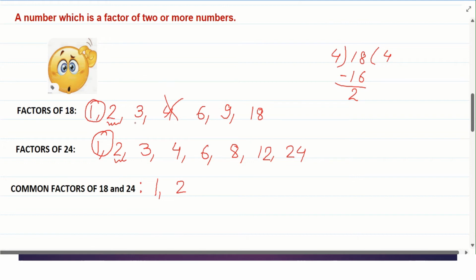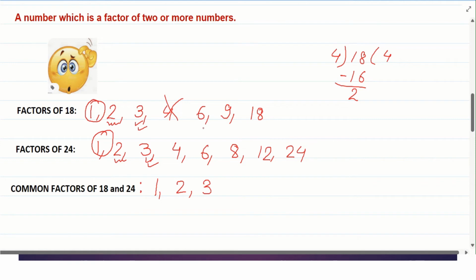Next is 3. You can check 3 over here and 3 over here. Isn't 3 a common factor? Of course, 3 is also a common factor. Then comes 4. Is 4 present as a factor of 18? No. 4 is not a factor of 18. So we cannot say that 4 is a common factor of 18 and 24.